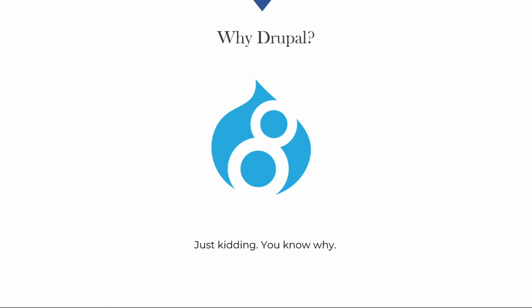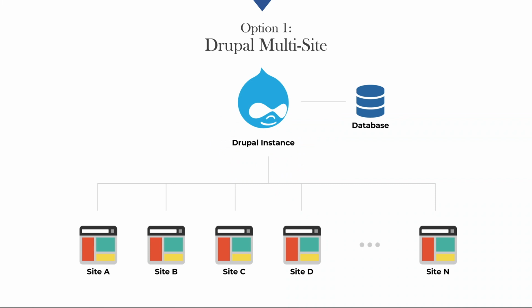Drupal 8, obviously. We won't get into that. We're all here for a reason. So our first option was Drupal Multi-site. We've all heard of it. It's the classic model of, okay, you have A, B, C, D, E, F, G sites. You have one code base to rule them all, and then you have either one database with a bunch of prefix tables, or you have multiple databases. Well, that's just as cumbersome.